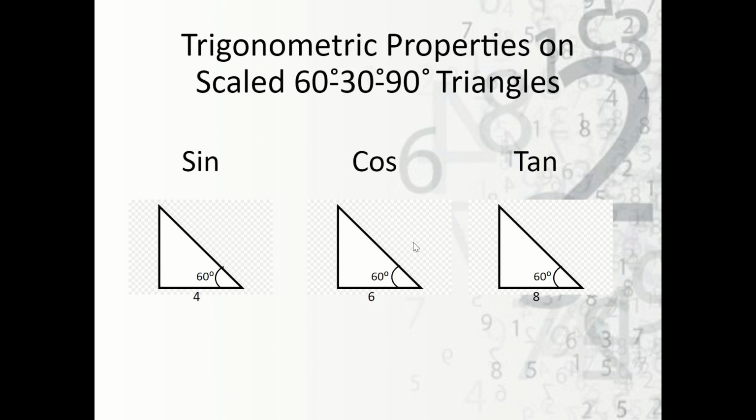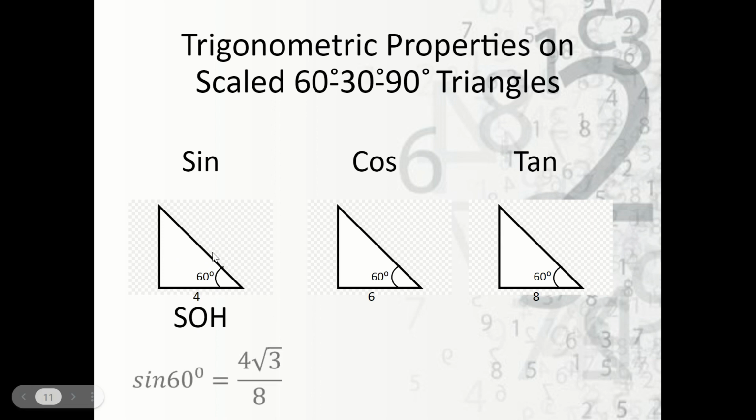Now what if we were to scale these ones? Well, same thing. So this is our 30 degree angle, so the opposite of the 30 degree angle should be 1, but it's 4, so we're going to scale everything by 4. So this becomes 4 times square root of 3 here, and this becomes 4 times 2, which is 8. So the sine of 60 degrees then is opposite over hypotenuse, and the opposite side should be 4 times square root of 3, which is 4 square root of 3, over the hypotenuse, which is 4 times 2, which is 8. So we end up with 4 square root of 3 over 8.